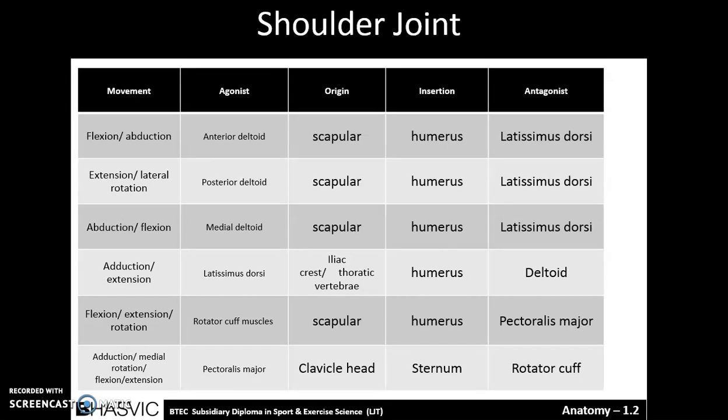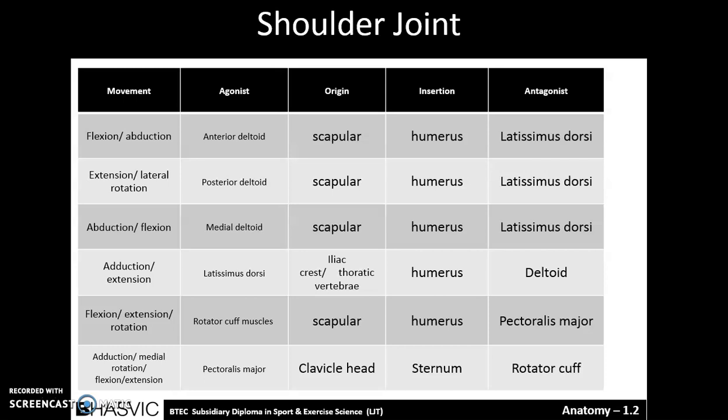The latissimus dorsi muscle is found in the middle of the back. However, all of the deltoid muscles are found in the shoulder. The posterior is found at the back, the anterior at the front, and medial in the middle. The rotary cuffs help with flexion, extension, and rotation. It originates at the scapula and inserts at the humerus.